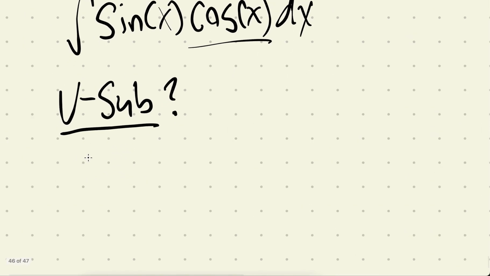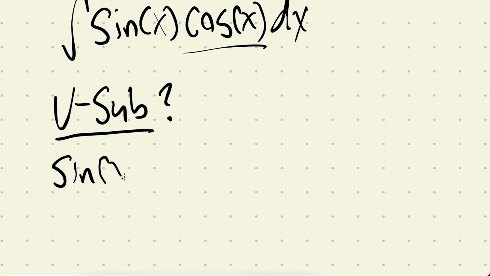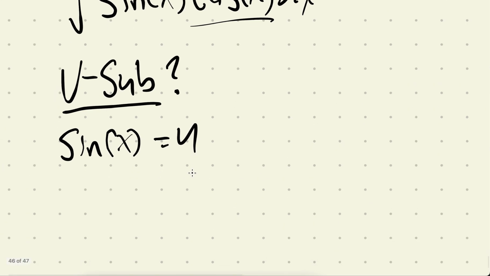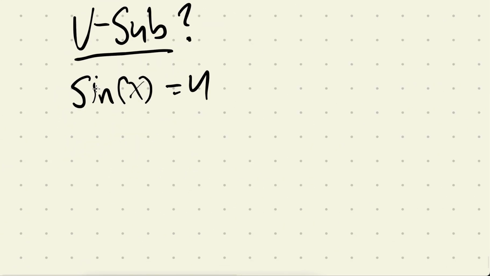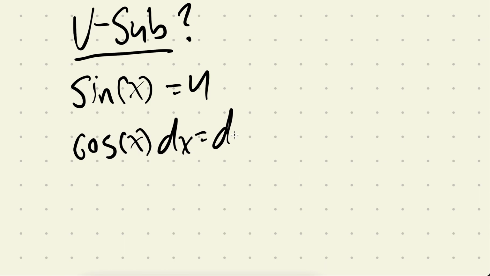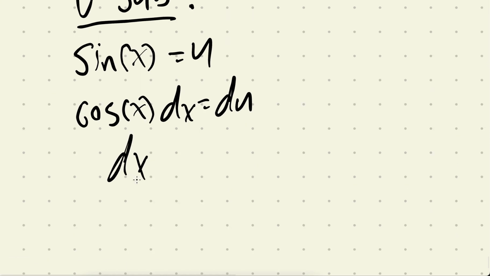So we can say that sine x is equal to u, and then the derivative of sine x is, like we said, cosine x. So du is equal to cosine x dx, and then we have to put dx on its own, so we would say dx is du over cosine x.